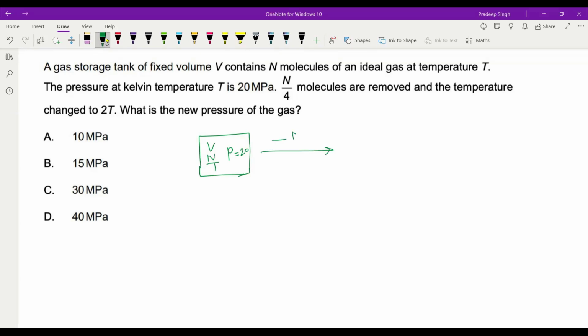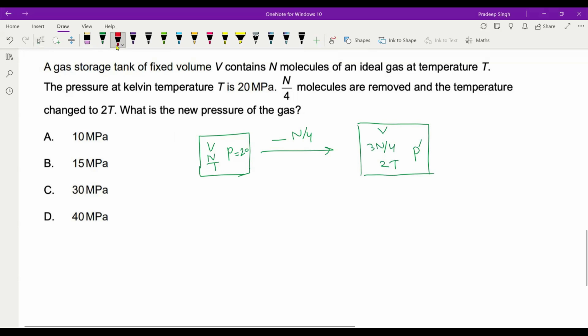So which means if you subtract N by 4 from the original number of molecules N, so N minus N by 4 will become 3N by 4. So in the same tank, now you will have 3N by 4 number of molecules. Temperature is 2T. Volume, of course, will stay the same because it's the same tank. And the pressure will change to P dash.